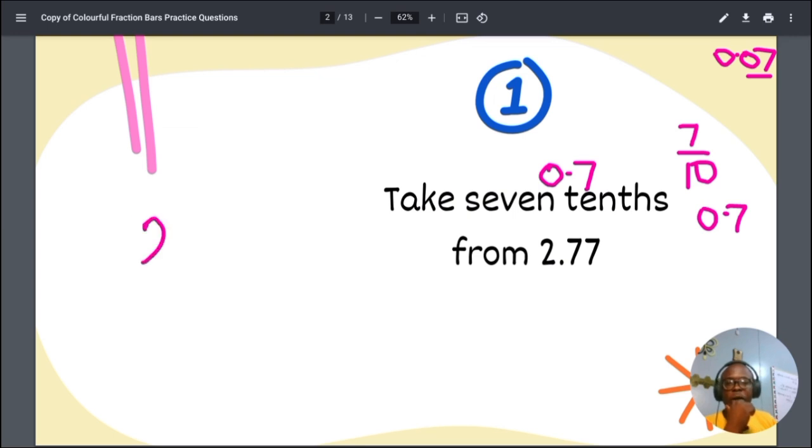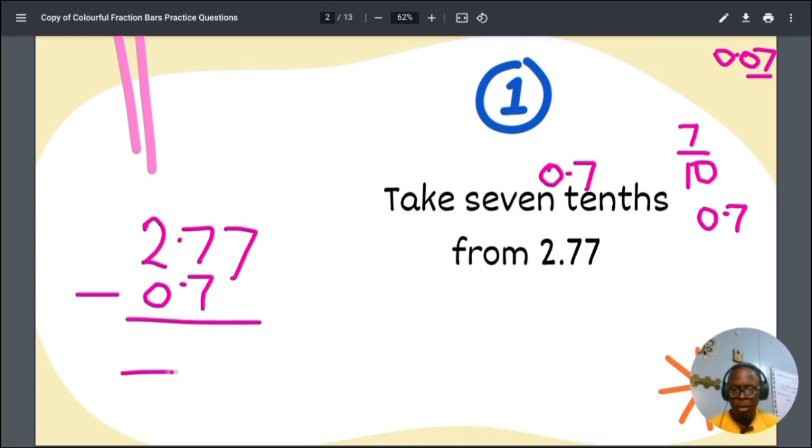So 2.77 subtracting 0.7. You must learn to arrange your decimals properly. There's a space here, so I can put a 0 here to fill it up. 7 minus 0 is 7, and 7 minus 7 is 0. 2 minus 0 is 2. So our final answer there is 2.07.